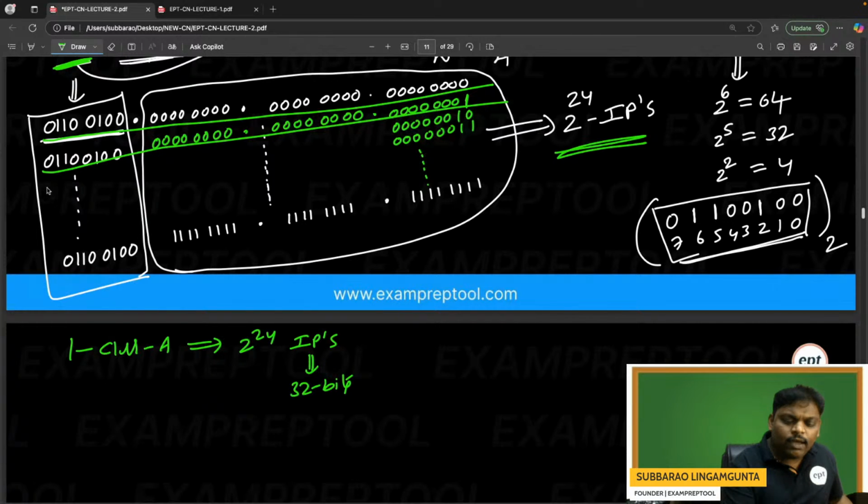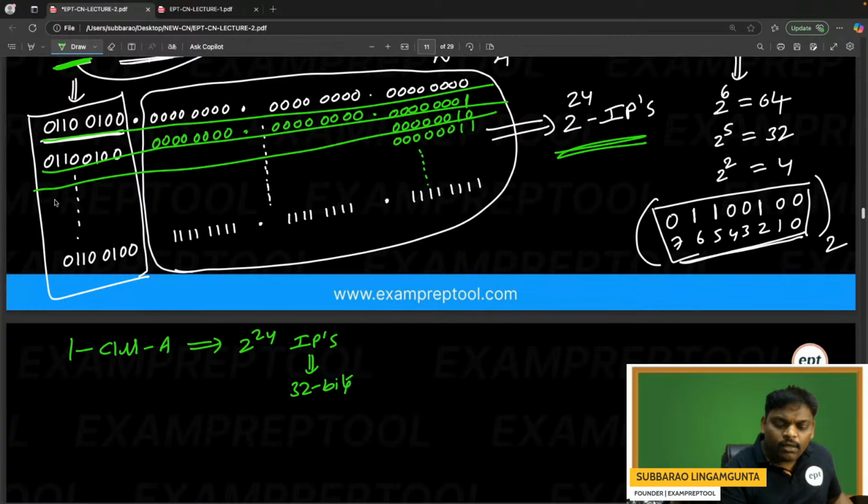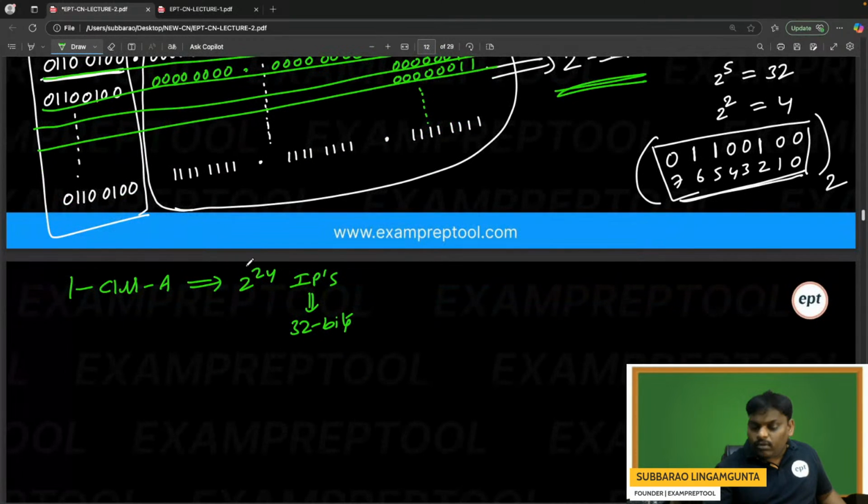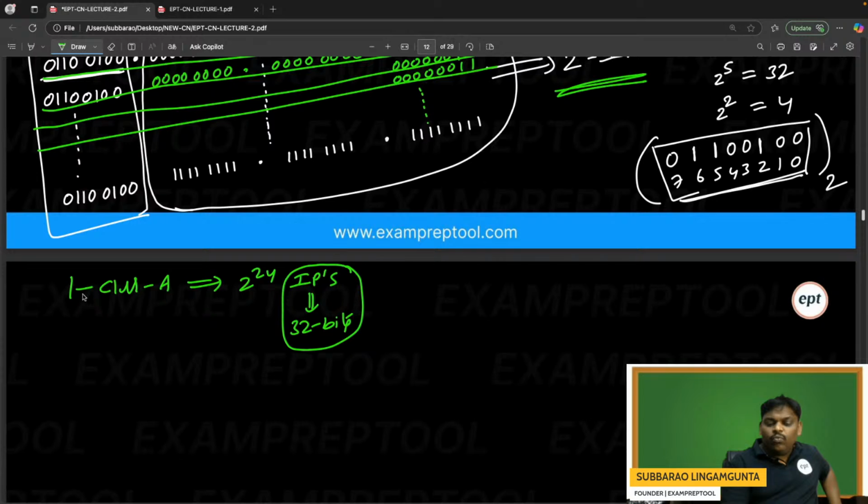Every IP contains 32 bits. Try to understand. One class A network contains 2 power 24 IPs. Every IP requires 32 bits. IP means 32 bits. Now, can you help me now? One class A network contains 2 power 24 IPs, and every IP needs 32 bits.